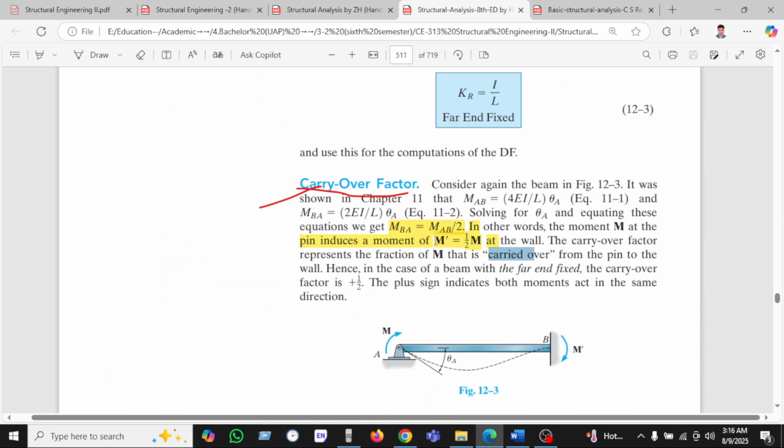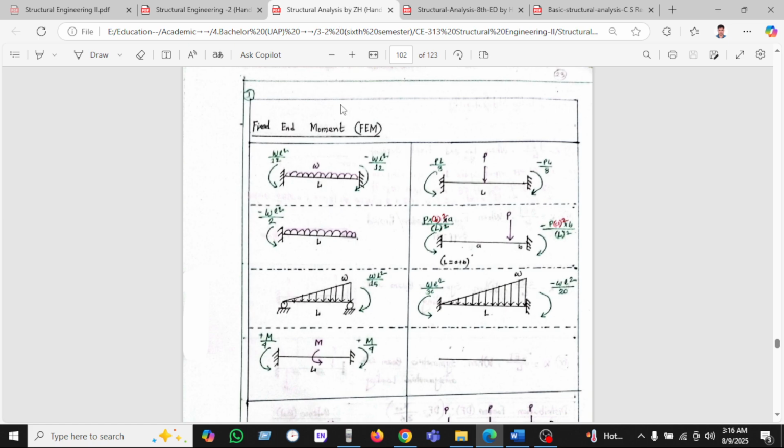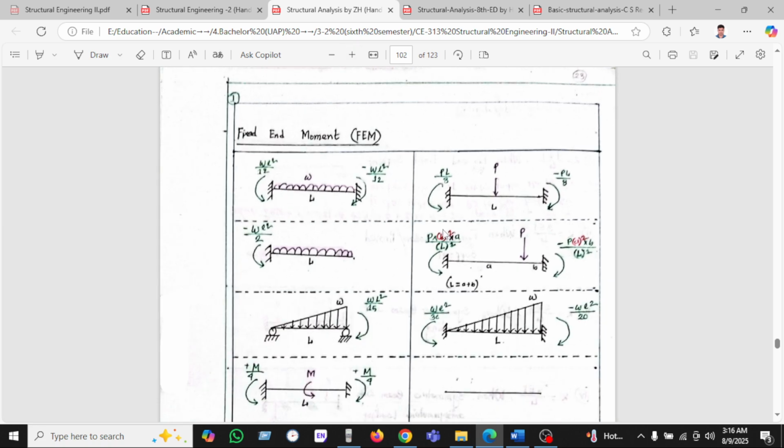Okay, so we have been seeing here the fixed end moments, and there are some formulas we must memorize. When the end support is fixed, the fixed end moment is WL square by 12. When the support is fixed but the load is a point load, it is PL by 8.